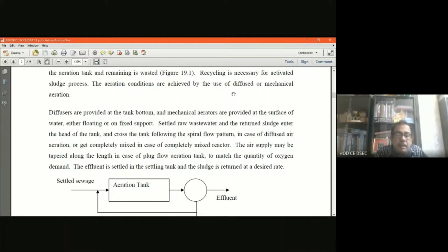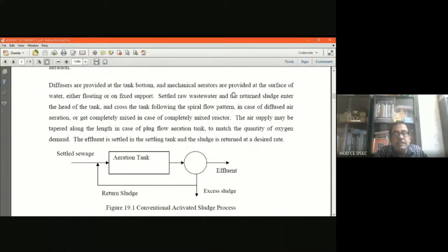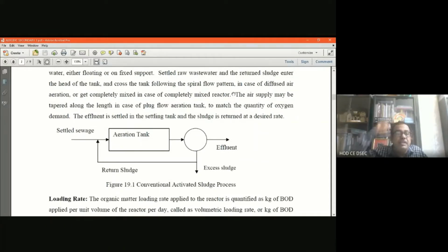Now let us see the figure, the schematic diagram of the conventional activated sludge process. This is a very important schematic diagram. You must be acquainted with this diagram. Now you see the return sludge.